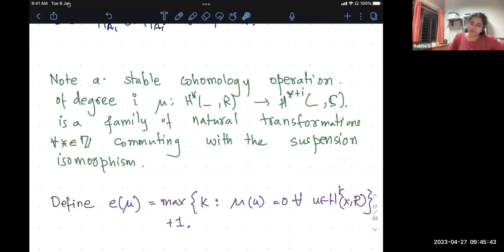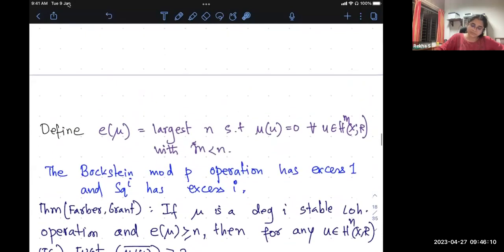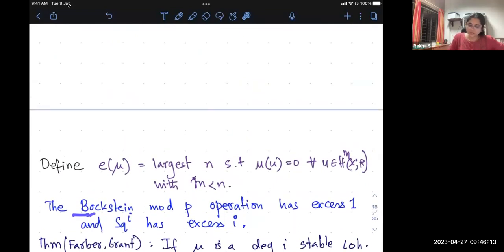And then the excess of a stable cohomology operation is defined to be the maximum value that k takes, where u is of degree k and mu of u is equal to 0 for all such u of degree k. Okay, so the excess is defined to be this plus 1. So in particular, the Bockstein mod p operation has excess greater than or equal to 1, and Sq i has excess greater than or equal to i.